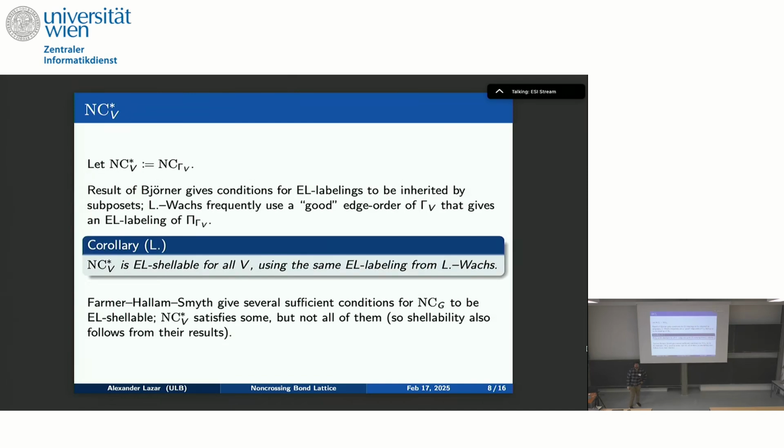It would have to be something where the unique decreasing chain stays non-crossing, basically. So if you choose an EL labeling such that the one you get consists only of non-crossing partitions, the unique increasing one. So it's kind of what you would hope would be true.